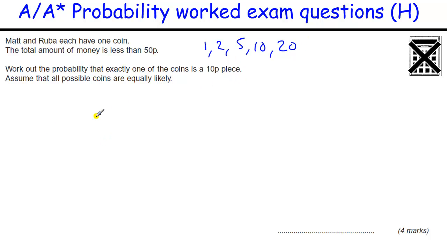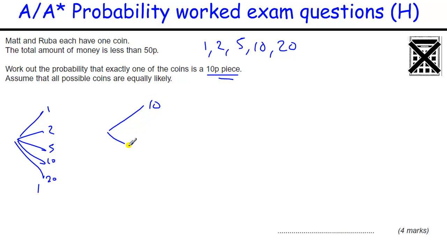Now with this sort of thing, it's very tempting to start off going 1, 2, 5, 10, 20. That's going to be really messy. What we actually want is just the fact it's either 10p or it's not 10p. So we go 10p or not 10. Not interested in all the others. So the probability of 10p on the first time is 1 out of 5, because there are 5 coins that are possible.